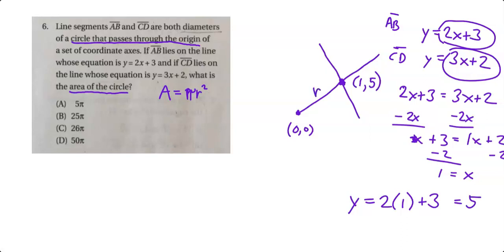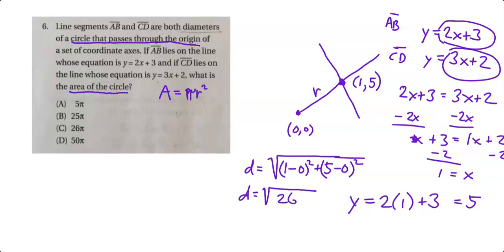Now to find the radius, which is r, we've got to find the distance between here and here. So we use the distance formula. Distance equals the square root of 1 minus 0 squared plus 5 minus 0 squared. Distance equals the square root of 26. And we want to know what r squared is, so r squared is actually 26. Notice all the answers have pi in them, so we leave pi in there, and we end up with 26 pi, which is C.